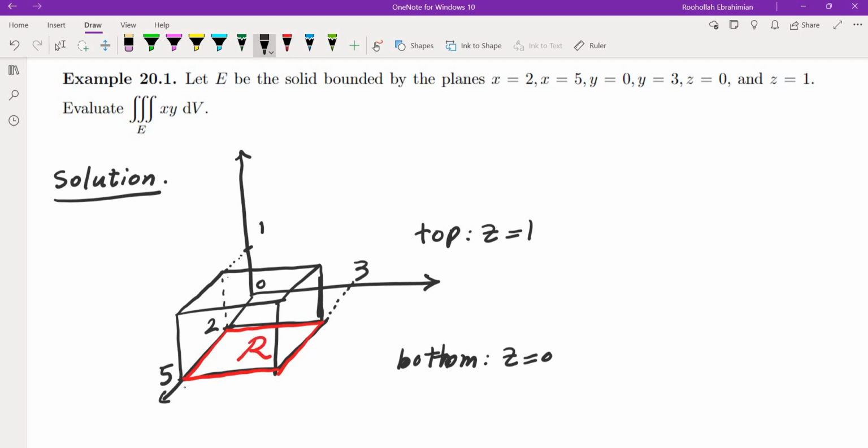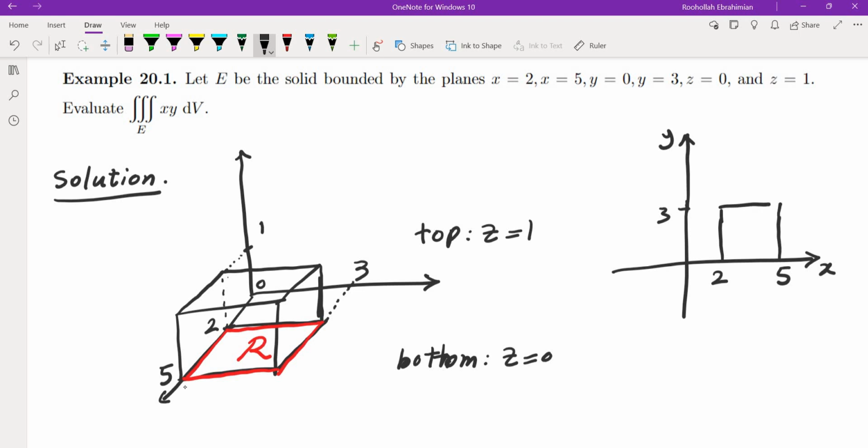So I always draw one diagram for the solid and one for the projection onto the xy plane. So let's draw that as well. So x is between 2 and 5. So this is 2, this is 5, and y is between 0 and 3.